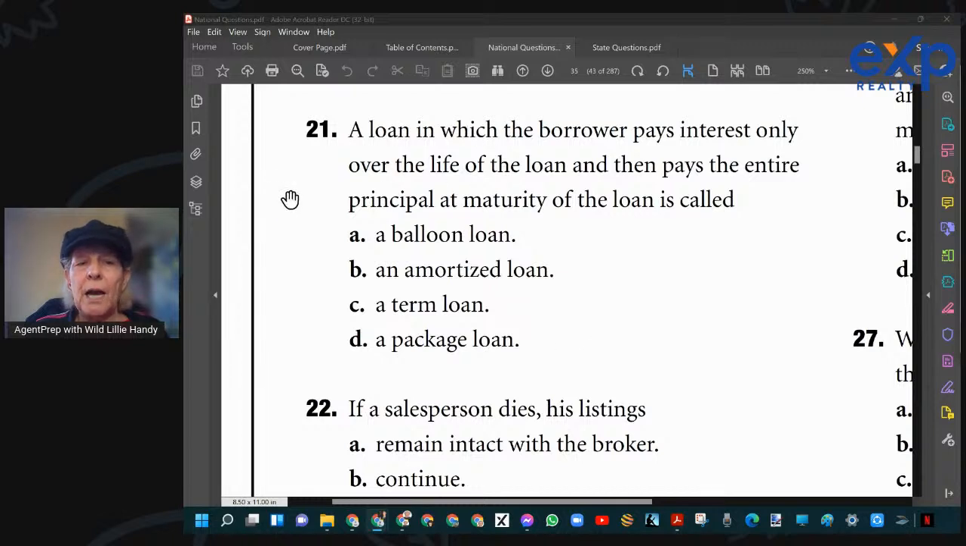Okay, so over the life of the loan, it has a certain term, a certain period. And that borrower pays interest only. So the principal does not reduce every month. It stays the same. When the loan is due, when it matures, let's say it's 3 years, 5 years, 10 years, 15 years, they're going to pay the whole principal amount. So what kind of loan is that?